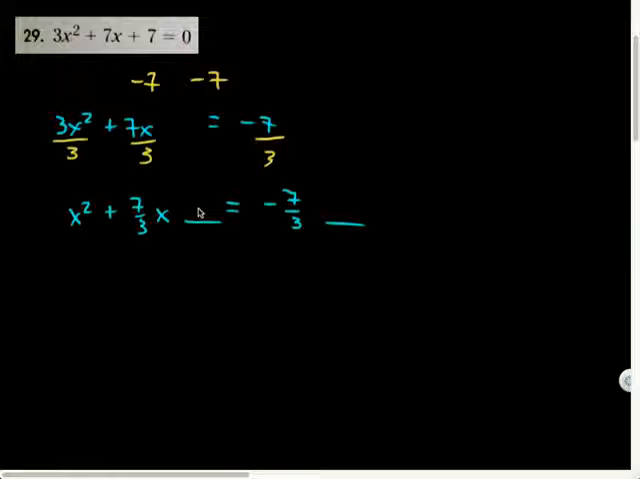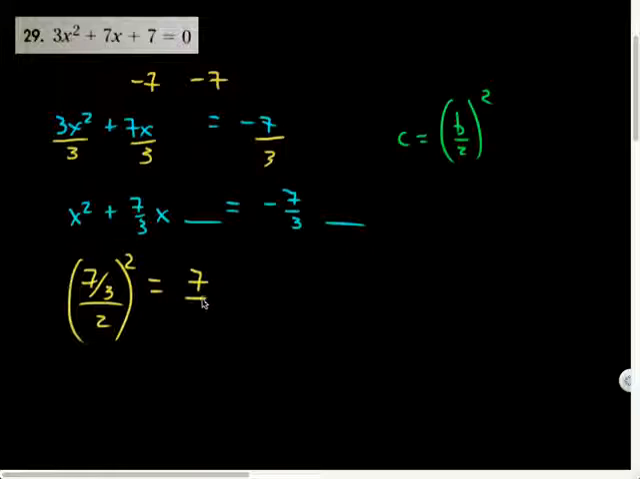So what we'll do to find my new C term, the formula, b over 2 all squared. So I will do 7/3 divided by 2 all squared. It's going to be 7/6, because dividing a fraction by 2, you double the denominator. 7 squared is 49, 6 squared is 36. So I'm going to add 49/36 to both sides.